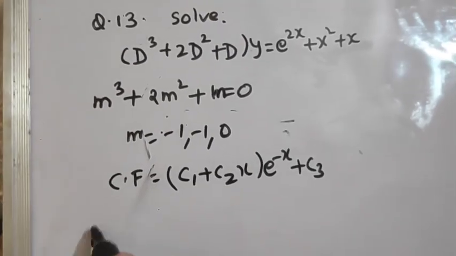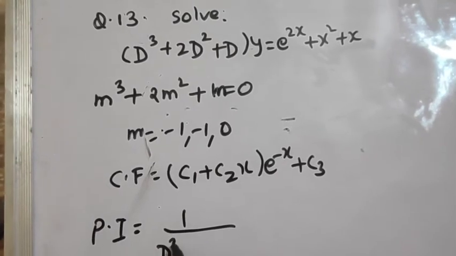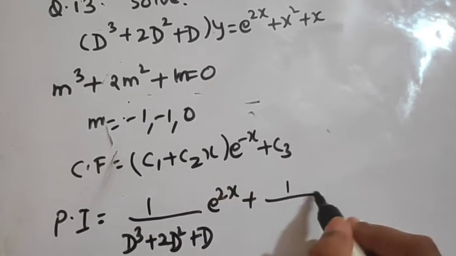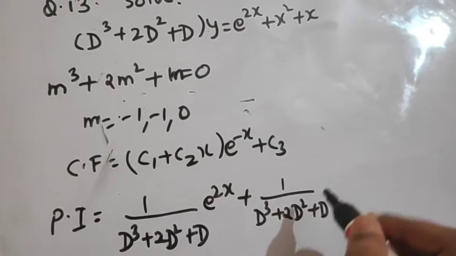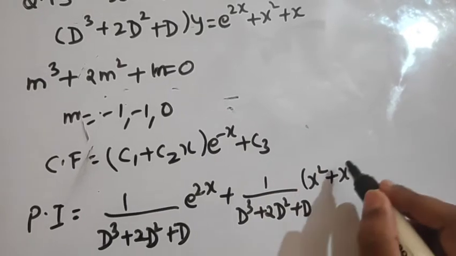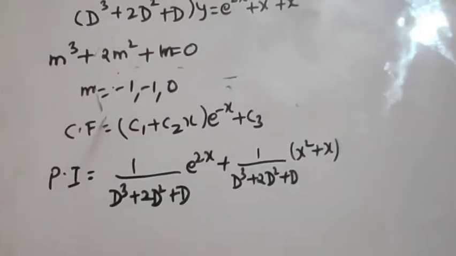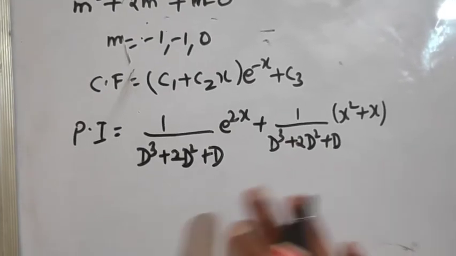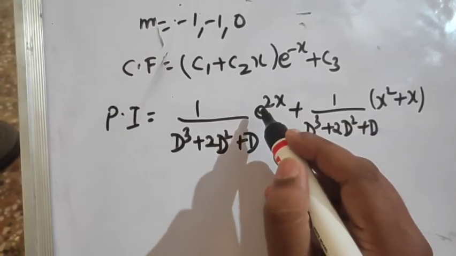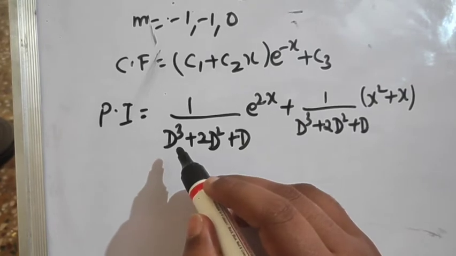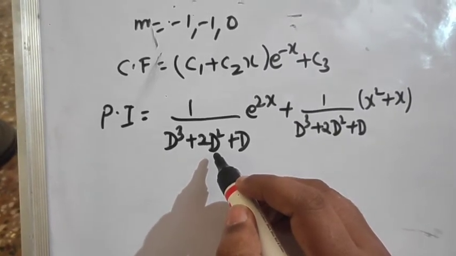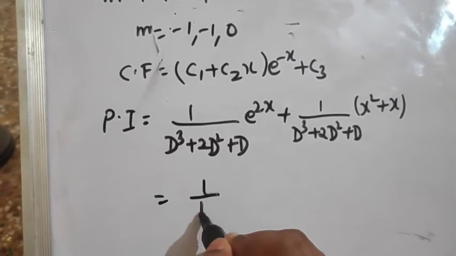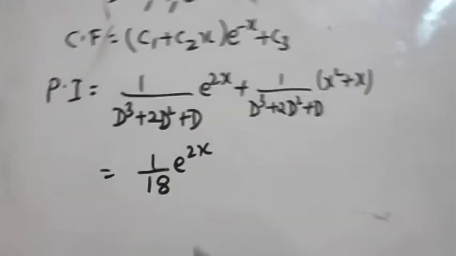Coming to the particular integral, for particular integral I write it like this: 1 upon d cube plus 2d square plus d operating on e power 2x plus the same operating on x square plus x, and I am writing the same because anyway we need to differentiate. So there should be no problem here. Now looking carefully, we have a 2 to solve. So if we put 2 here, there should be no problem, because 8 and here 4 into 2, 8, 16, and then we have a 2. So 1 upon 18 will be here, e raised to power 2x.